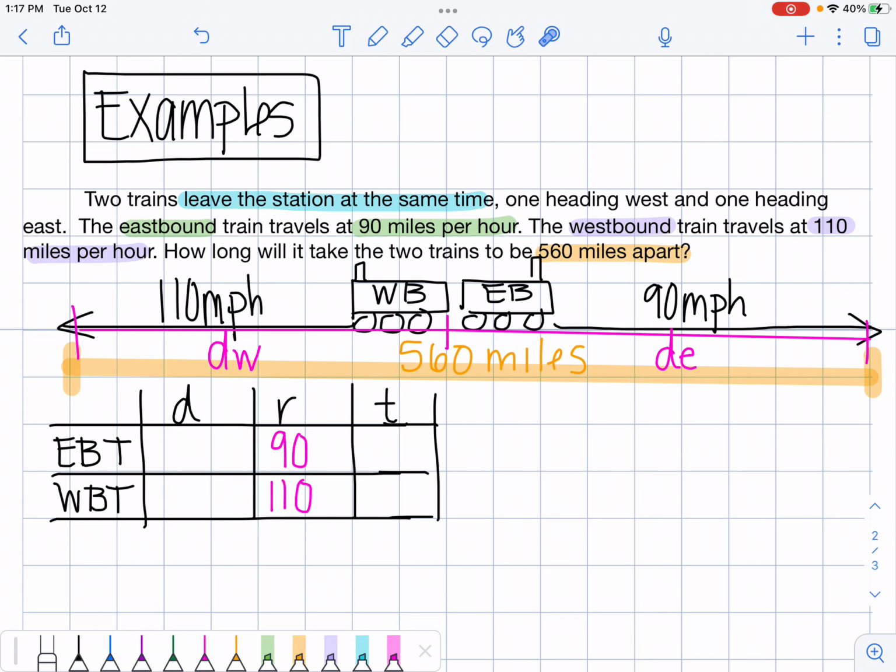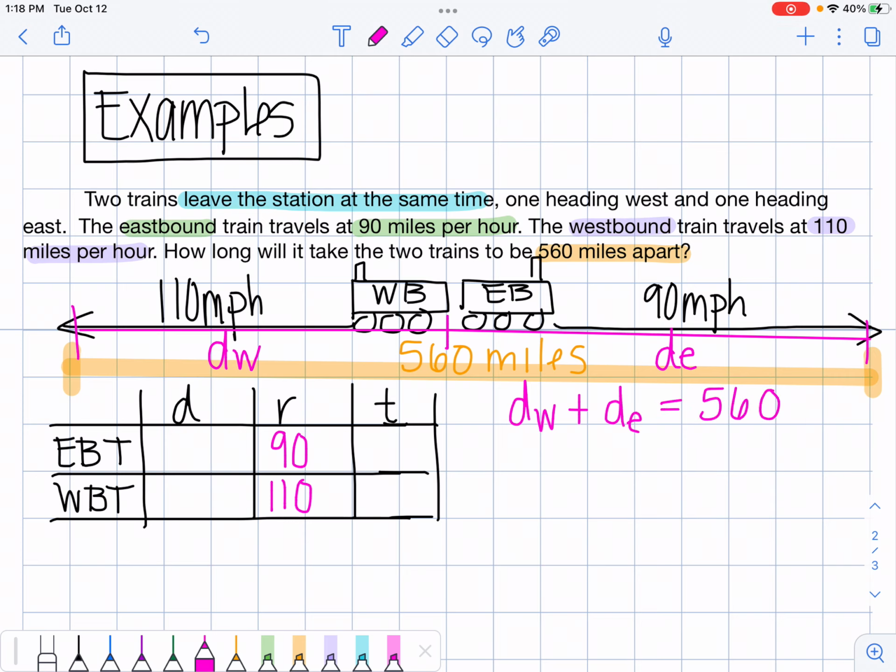It tells me that my trains leave at the same time. And once the trains are 560 miles apart, they're going to stop. That means that their destinations have been reached. So I want to know how long that's going to take. That means that my westbound distance plus my eastbound distance have to equal 560.